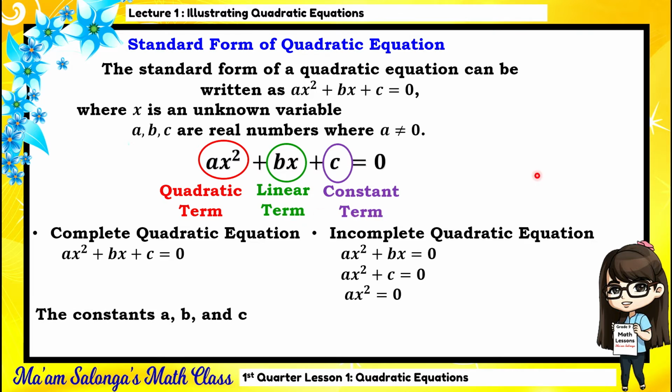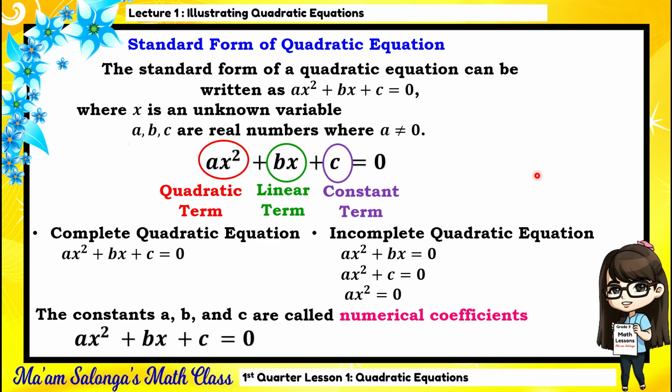Ang mga constant naman na a, b, and c are called numerical coefficient. So sa ating quadratic equation, ang bawat term na yan ay merong numerical coefficient. Since it is said as numerical, yung number lang ang ating kukunin. So for example, kung ang ating quadratic term ay 3x squared, at dahil nga number lang ang ating kukunin dito sa ating quadratic term, therefore the value of a is equals to 3.